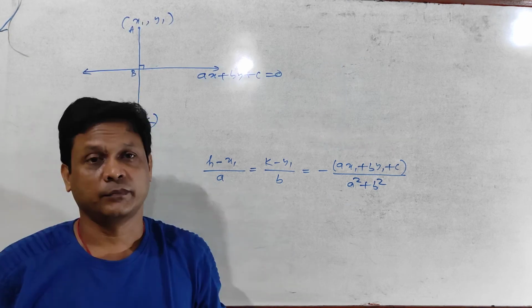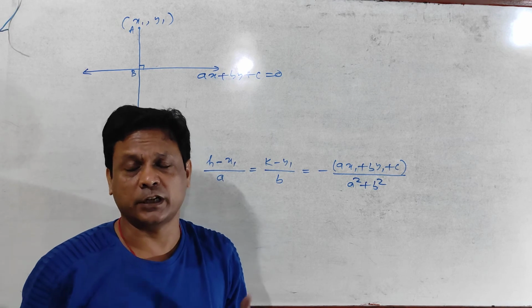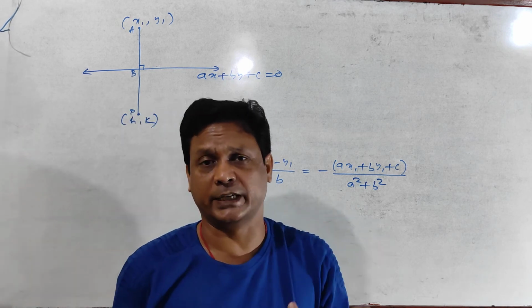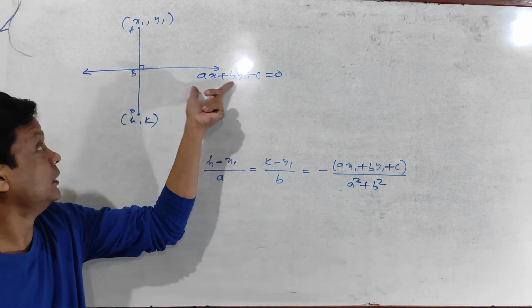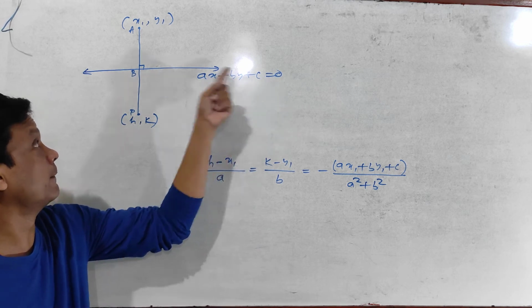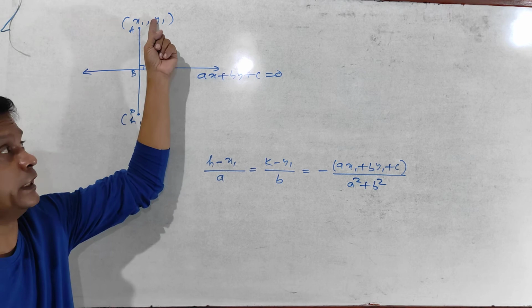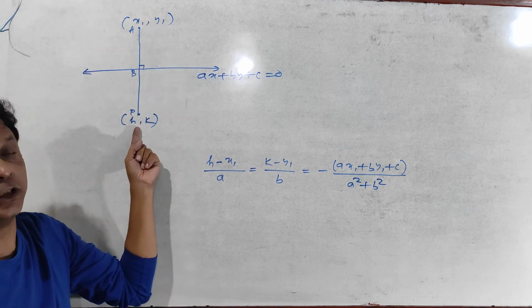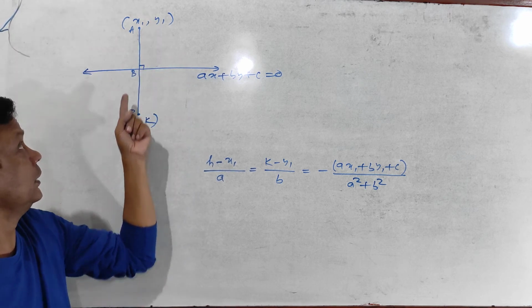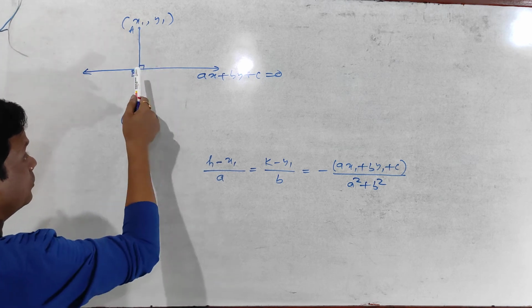Okay. Now how to find the image or reflection of a point about a straight line. Here the straight line is ax plus by plus c equal to 0 and the point is (x1, y1). The image or reflection of this point about this straight line will be on the opposite side, and that means the distance AB will be equal to the distance BP.